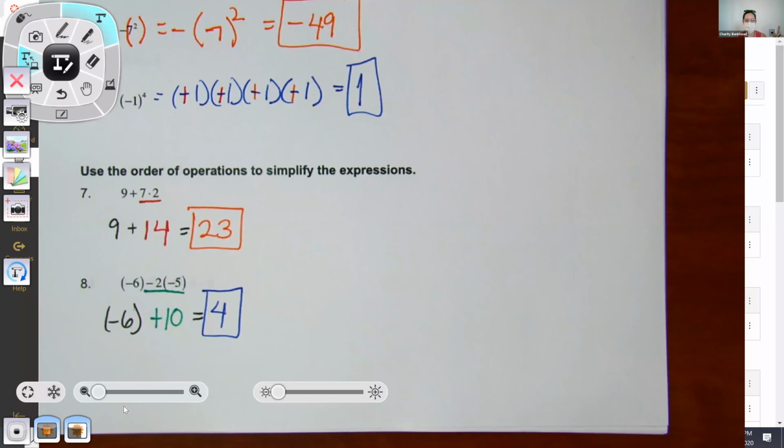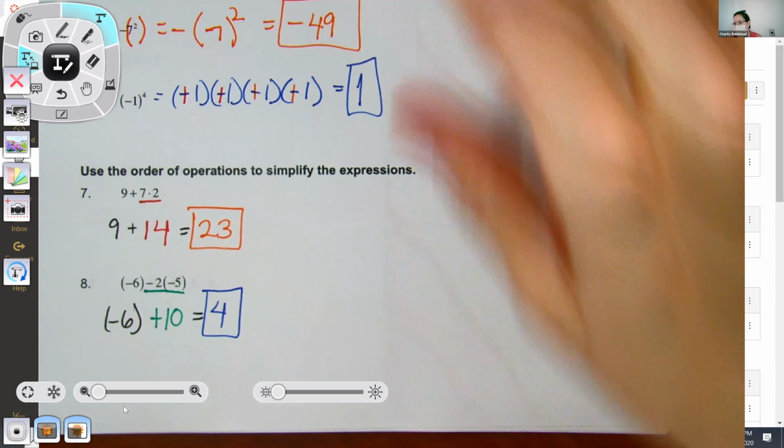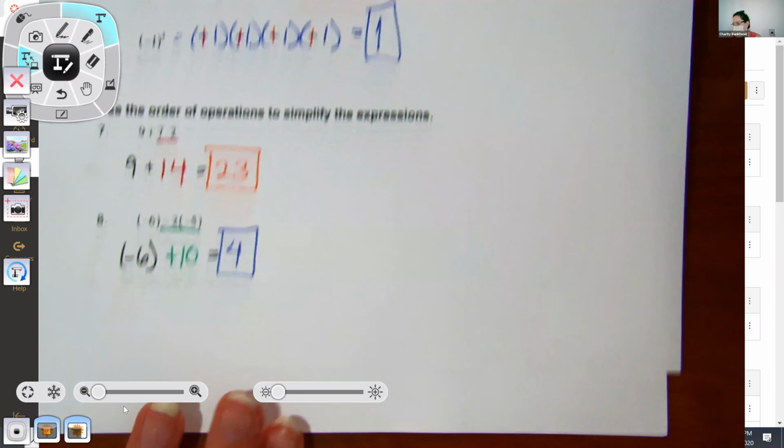The 2 is multiplied by the -5. So it's -6 minus 2 times -5. The parentheses on the -6 really aren't serving any purpose. Sometimes people just put parentheses around a number only because it's negative and no other reason besides that.